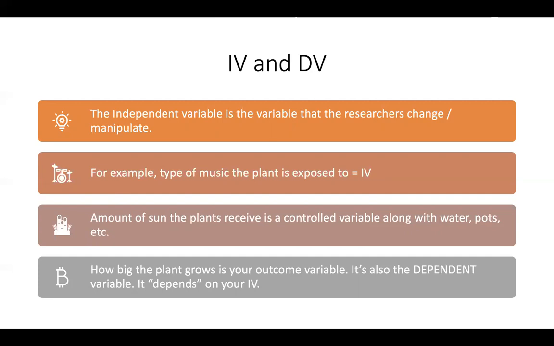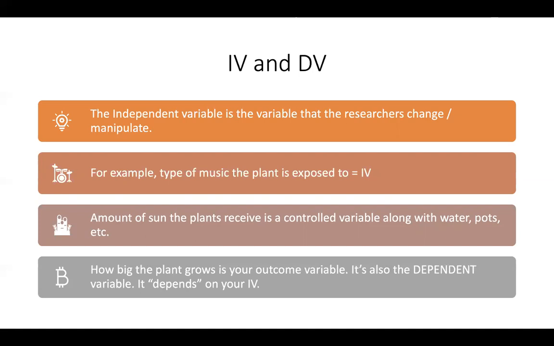And so if you're saying, here's a variable that I want to change, for example, type of music for plants, that's the independent variable. It's independent because it doesn't depend on other variables in the study. So it's not like the amount of sunlight will change the type of music that is in the room. Or it's not like the amount of fertilizer or water you use will change the type of music. You're the one who changes the music.